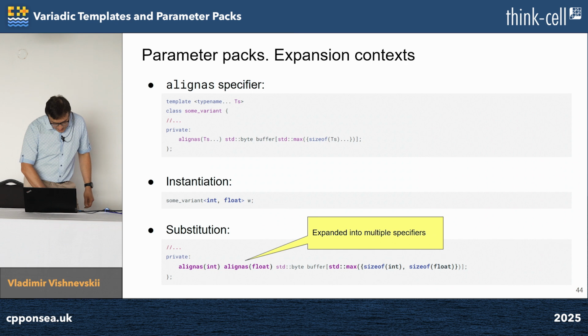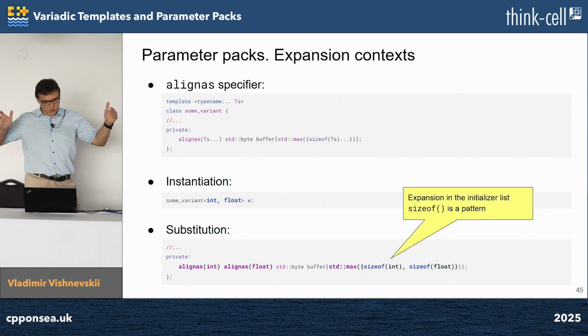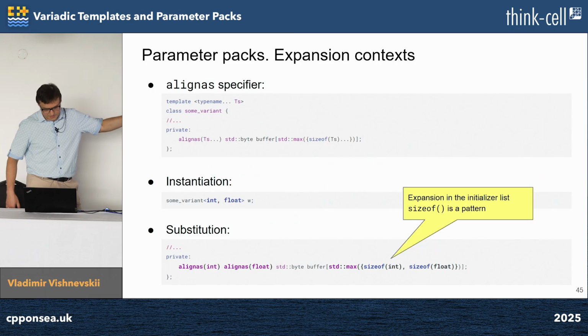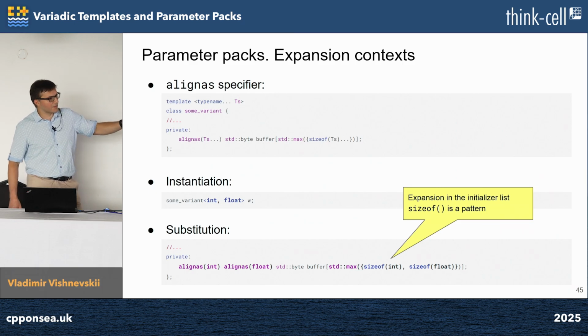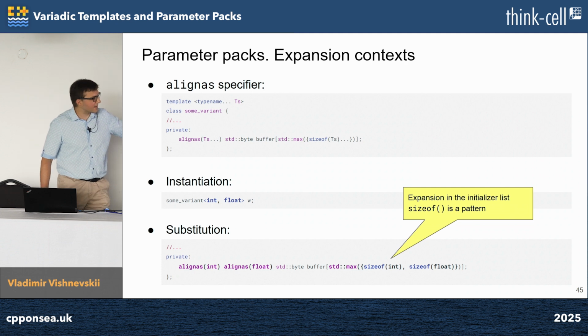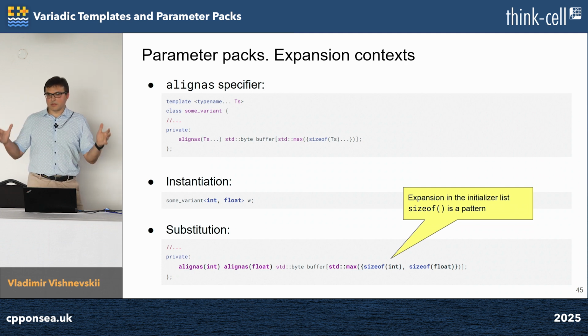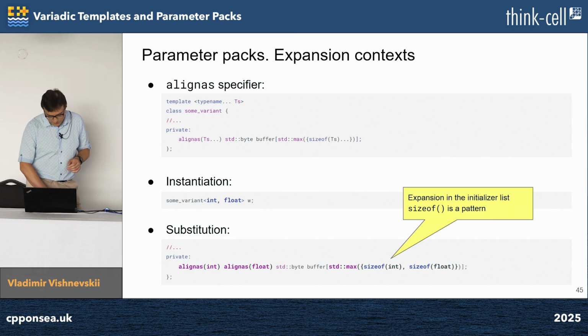Okay, so here it's depicted for int and float. We have two alignment specifiers applied, and also here we have an expansion of our template parameter pack into the initializer list with the sizeof operator. So this is a normal sizeof of the type, it's not sizeof... of the parameter pack. We just need to figure out what the size of the array should be to hold the maximum size that our variant should be able to store.